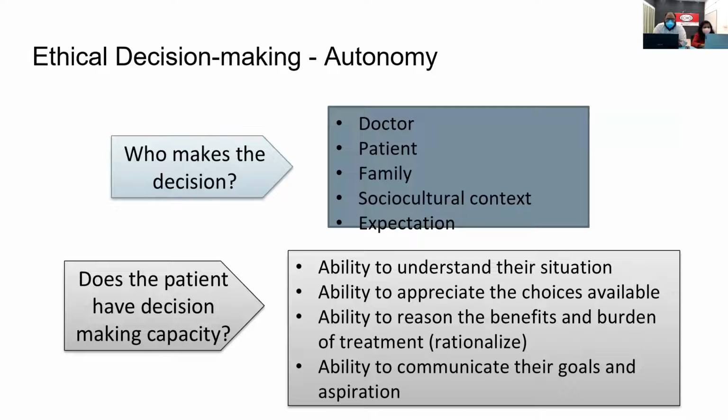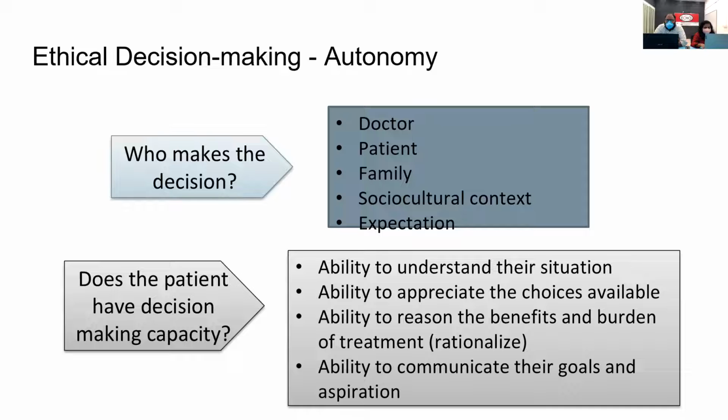So who takes the decision? In patient management, even though the patient finally has a decision, the doctors, the clinical team, and the family, everyone has a role. The decisions have to be taken considering the socio-cultural context, and of course, identifying the expectations of the patient and the family. So it's not always up to the patient or us. The expectation should also always be inquired about.